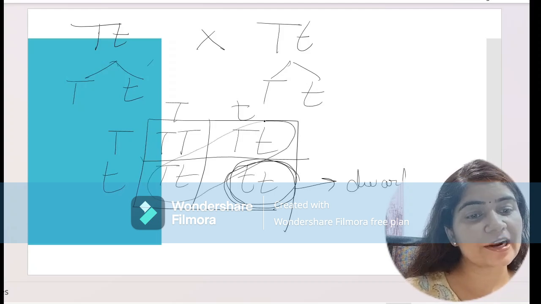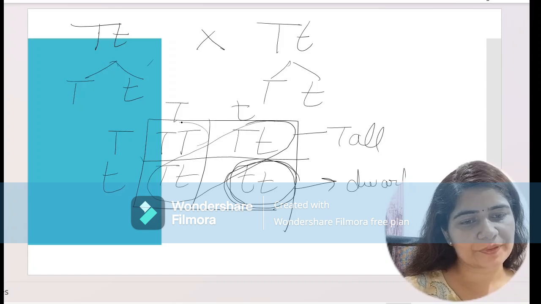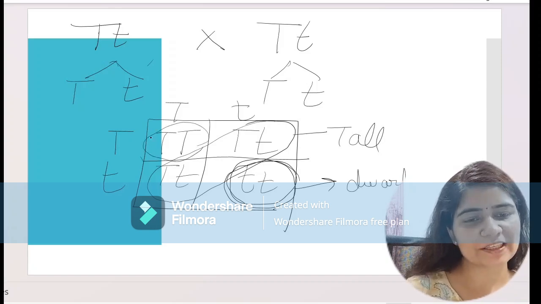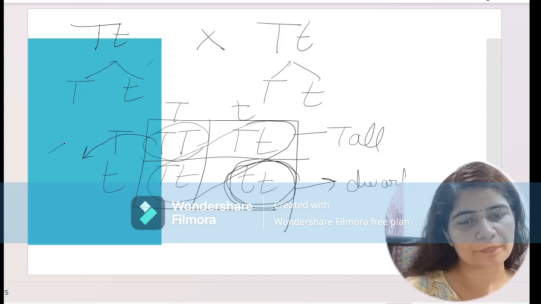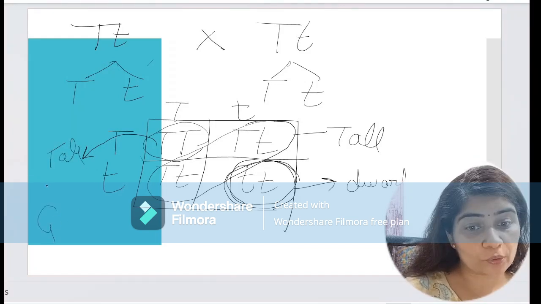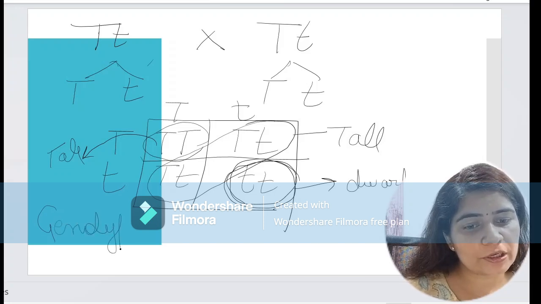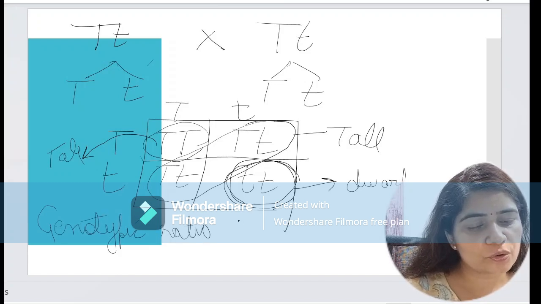So the small t will lead to a dwarf individual. Capital T small t, because of the law of dominance, capital T will mask the other one. So all these three, capital T capital T, capital T small t, will now become tall. If I ask you to write the genotypic ratio, it will become capital T capital T, capital T small t, because we have these three types of combinations only, and small t small t.